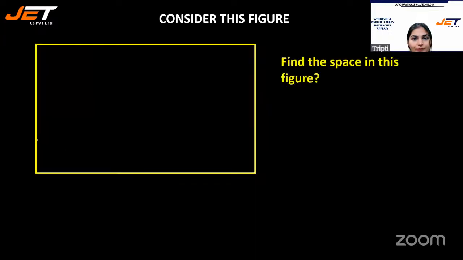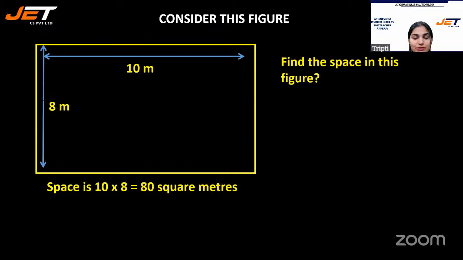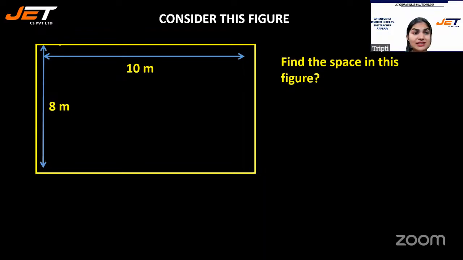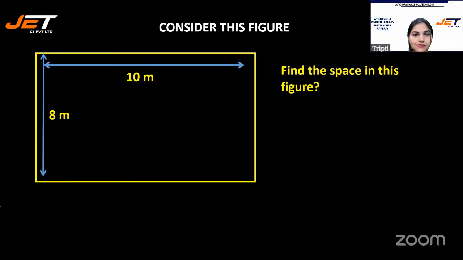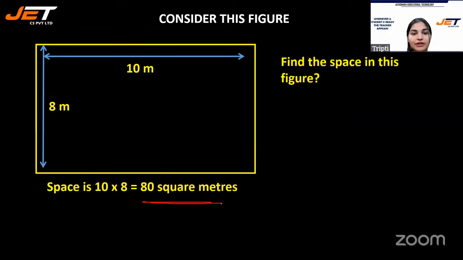Now, find the space in this figure. Here, this is 10 meters and this is 8 meters. 10 meters means this is divided into 10 units, like 1, 1, 1, 1, 1, like that, 10. And this is 8. What will be the area, the space inside it? How will you calculate? So here, 10 times 8, which is 80 square meters, which we can also call the area of this rectangle.